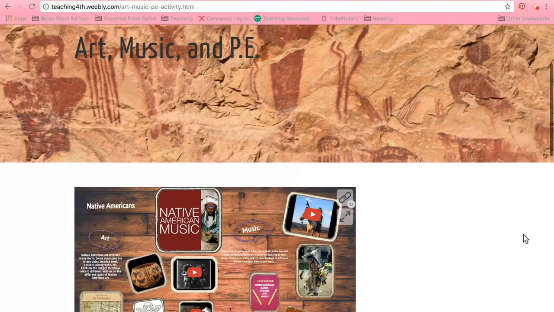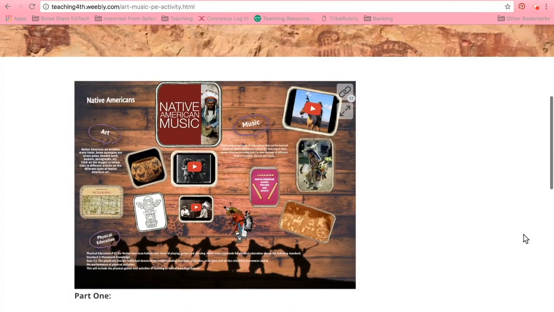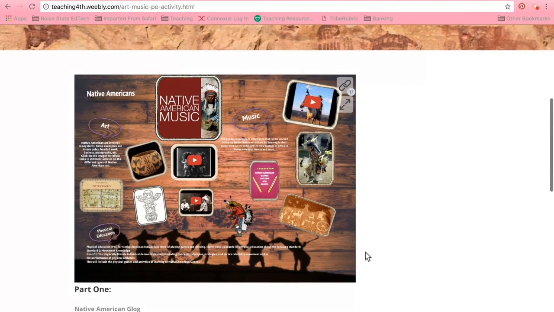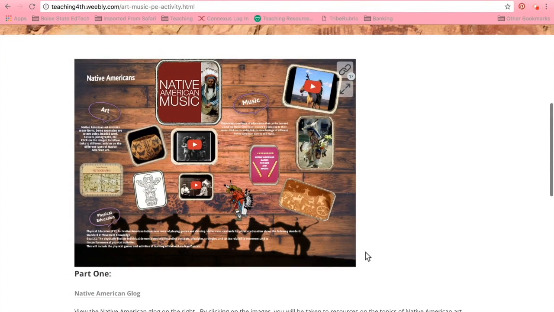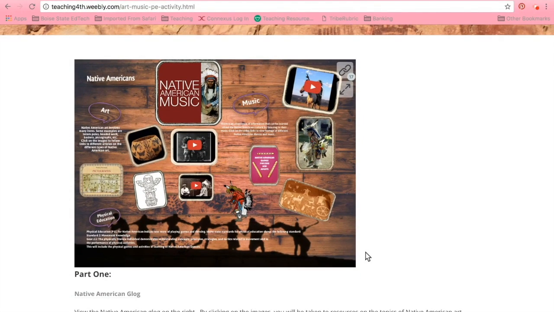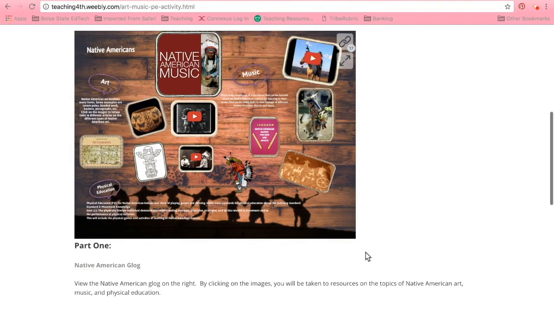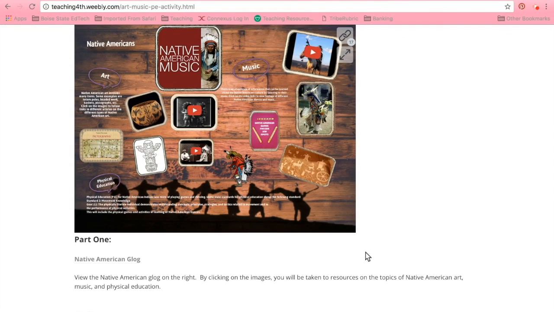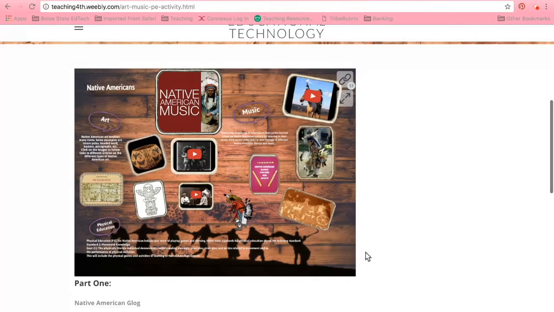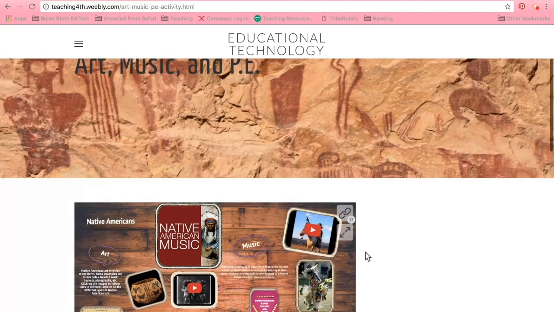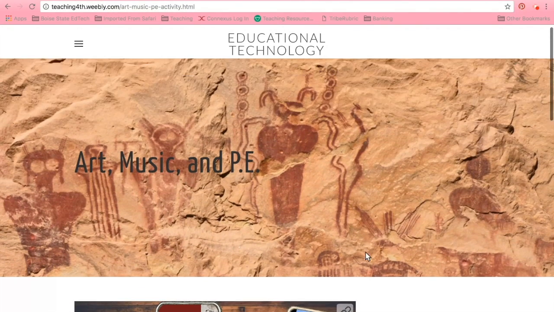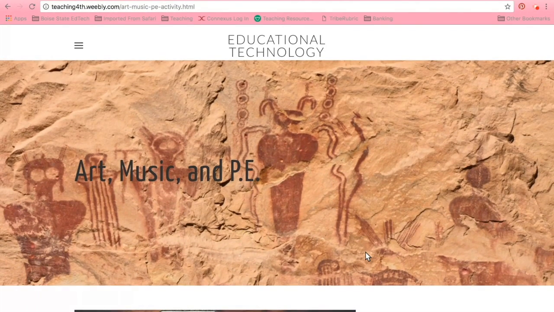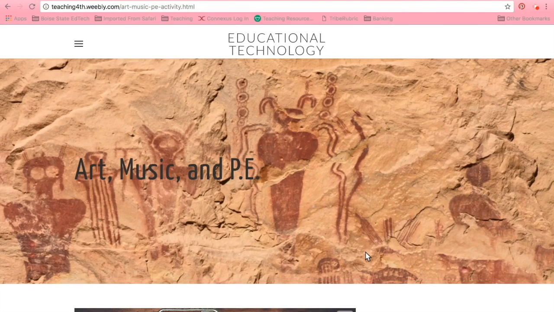areas. I created a glog using Glogster that incorporates websites and YouTube videos for art, music, and PE for the Native Americans. Students then used Weebly through our class Weebly site to blog back and forth with each other regarding their reflections on the assignment. This demonstrates my knowledge of implementing appropriate educational technologies.